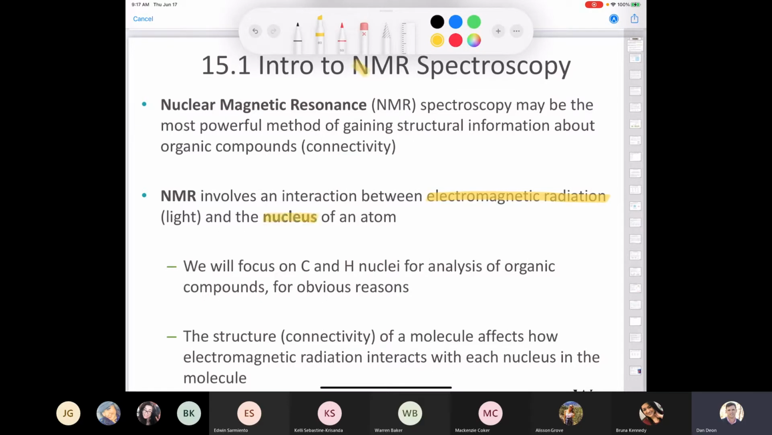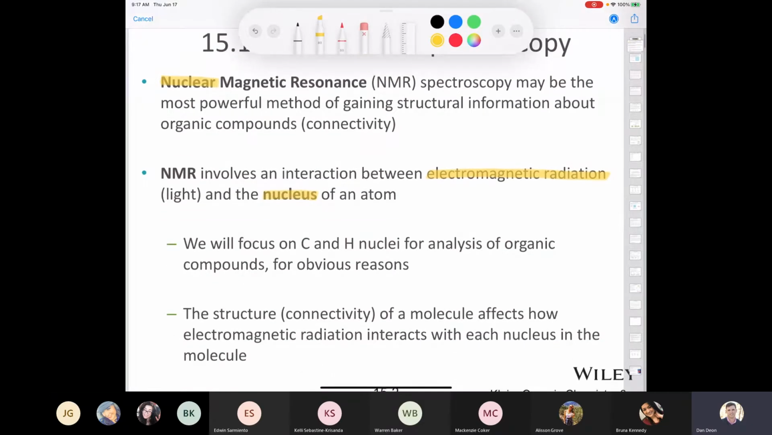So that's where the N comes from, right? Nuclear. We're talking about nuclei. We're not talking about bonds. So what are the nuclei that we're going to focus on in organic chemistry? Well, the good news is that we're going to focus on carbon and hydrogen, which are pretty much present in all organic compounds, right? We always have carbon-hydrogen bonds, but we find hydrogens in virtually all organic molecules, and carbon, obviously, we always find that. And so what are we going to do in NMR? And I've already alluded to this, is that we're going to determine the connectivity of the molecule.